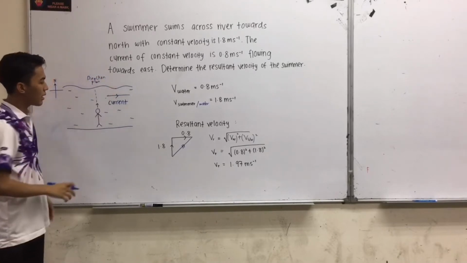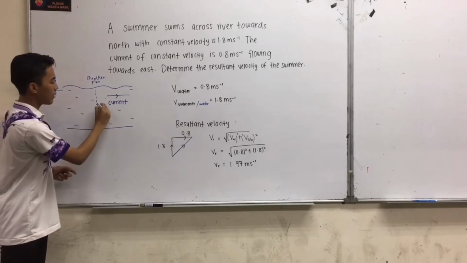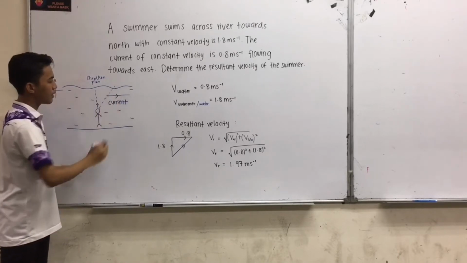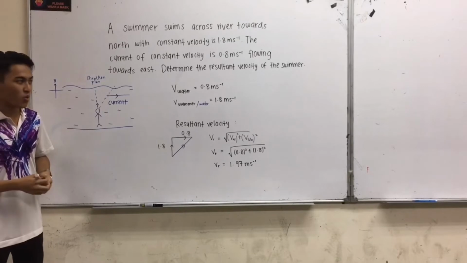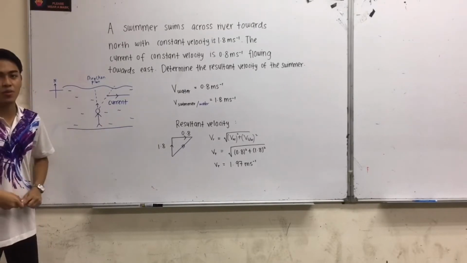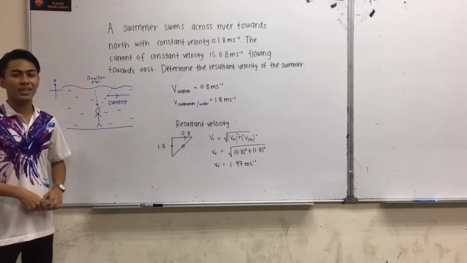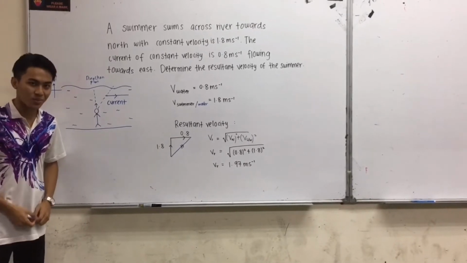But the truth is, this is the true direction of the swimmer when the swimmer approaches the other side of the water. So this is one of the applications of vectors. That's it for me. Thank you.